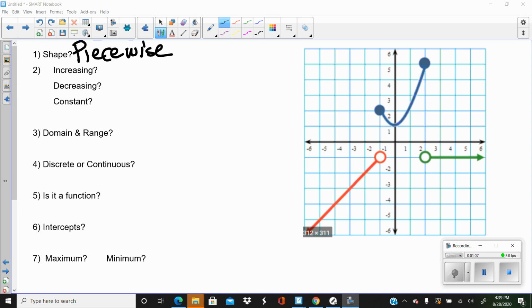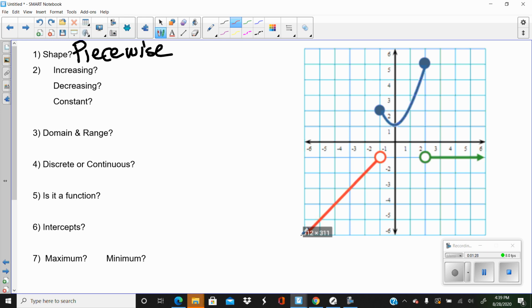And the next question we ask when we are fully describing a graph is, where is this graph increasing, decreasing, or constant? In preparing for pre-calculus, we want to make sure that you can use interval notation. We will go more over interval notation in the future, but I'm just going to write it here, and I'm going to see if you can figure out what some of these symbols mean, okay?